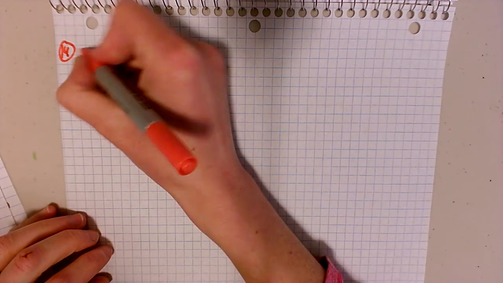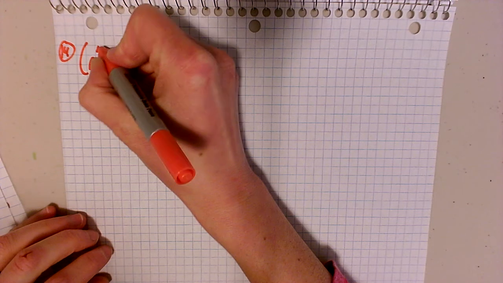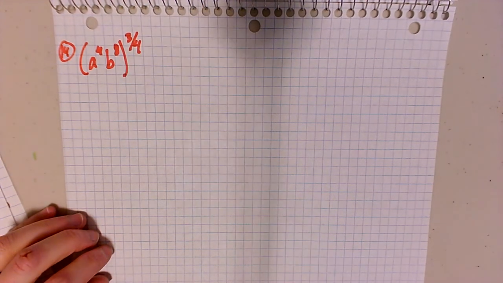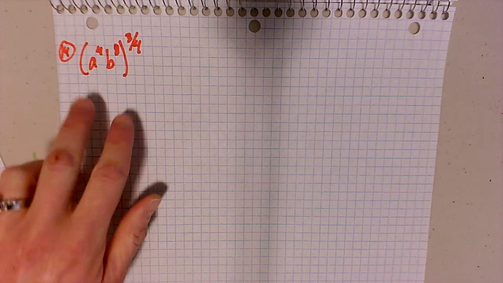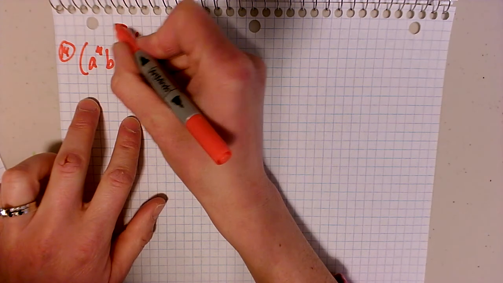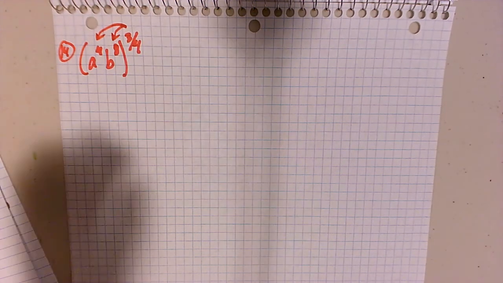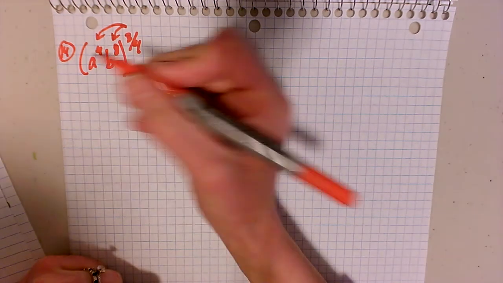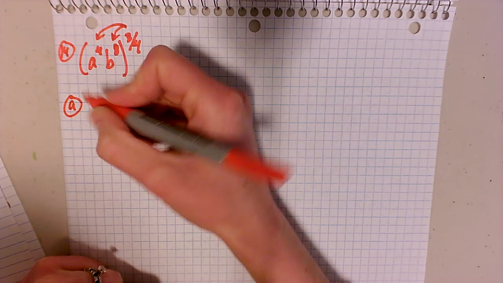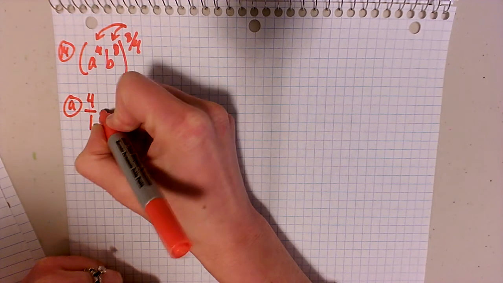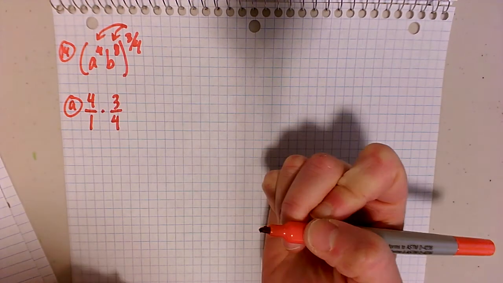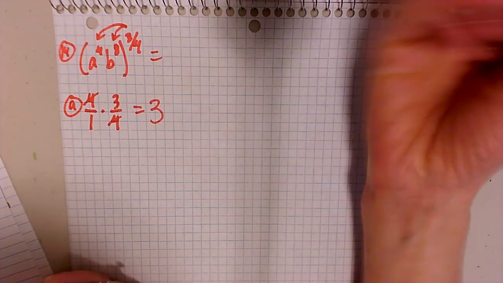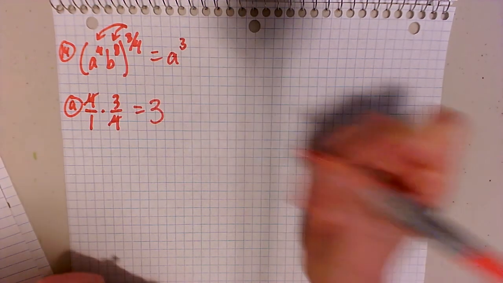Okay? So for 14, I have a to the 4th, b to the 8th, and the whole thing is raised to the 3/4. Okay? So what's going to happen is this 3/4 outside is going to get multiplied by the exponents on the inside. So for the a, we'll have 4 over 1 times 3 over 4. So the 4's cancel, and then we get 3. So our new exponent on a is a 3.